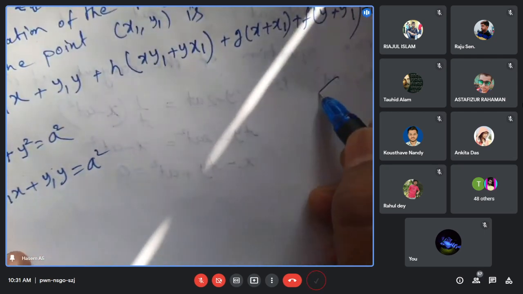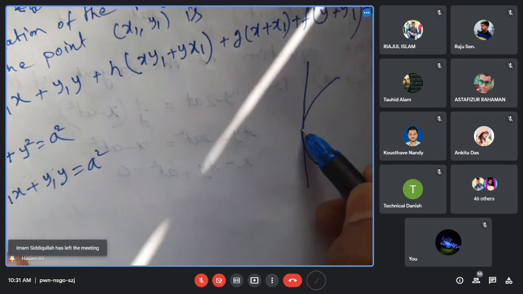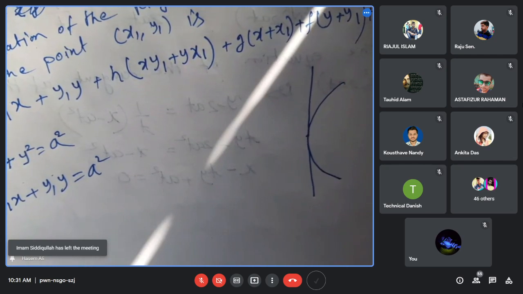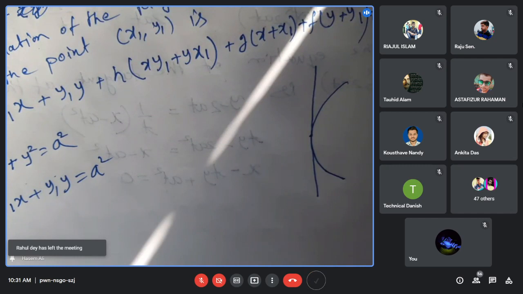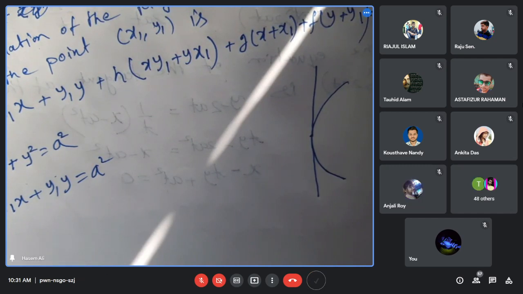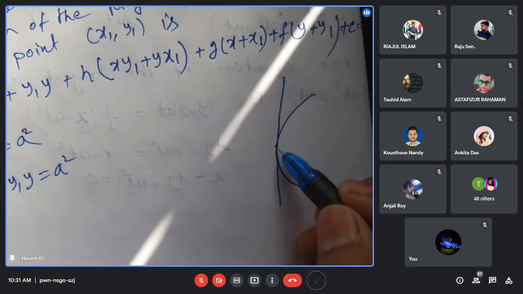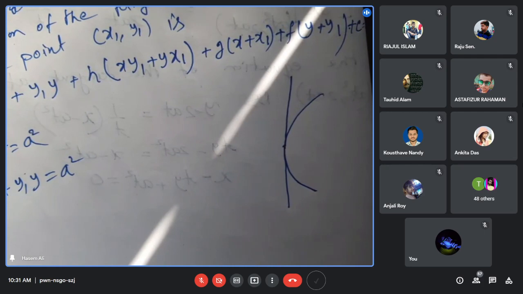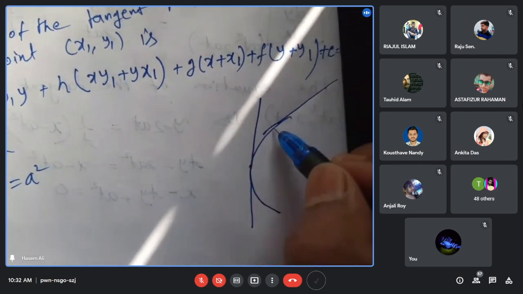This is a curve and this is a tangent, which touches the curve at only one point. A straight line that touches the curve at only one point is called a tangent. So if we change the point, there will be so many tangents. This is a tangent at this point, and this is a tangent at this point.